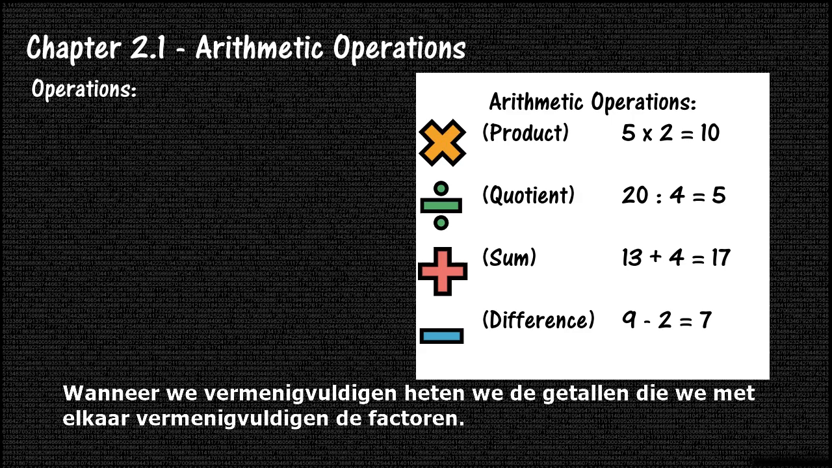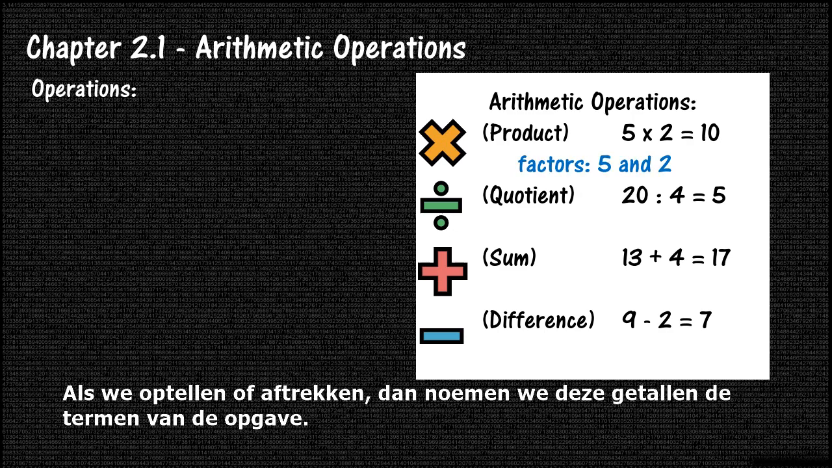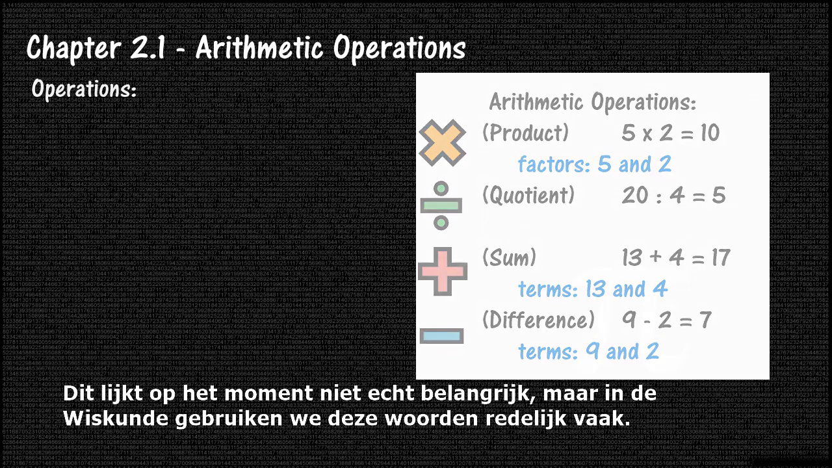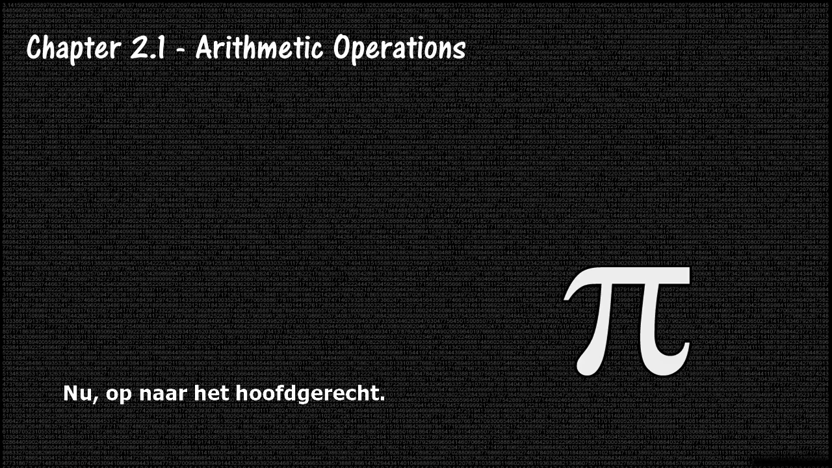When multiplying, the numbers that we multiply with each other are called factors. If we add or subtract numbers, these numbers are called terms. This might not be very important right now, but in math we use these words quite often. Now on to the main course, the order of operations.